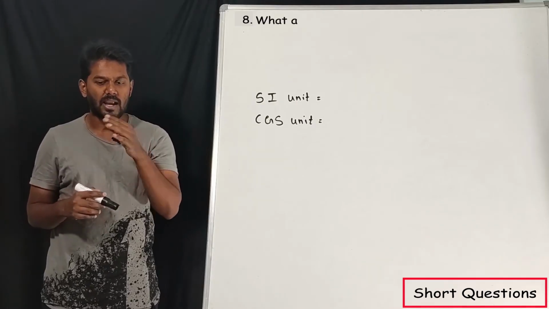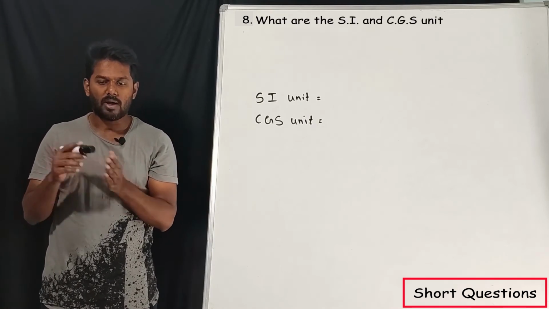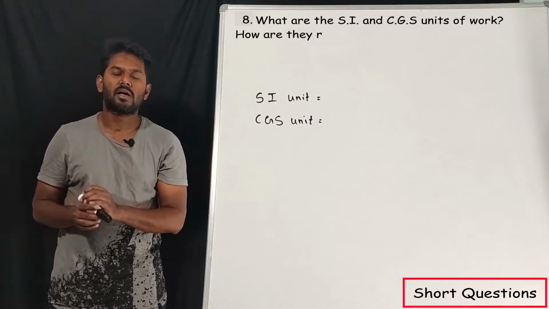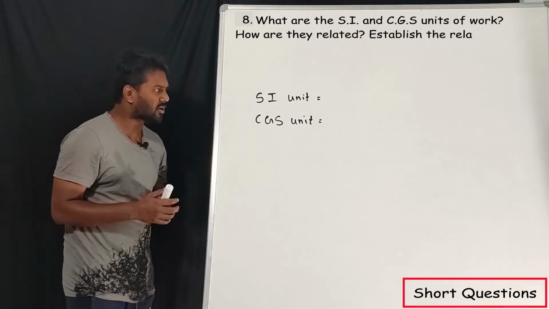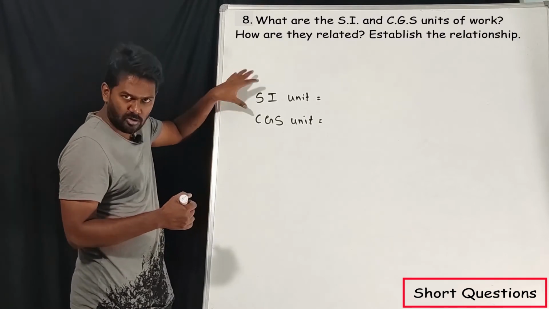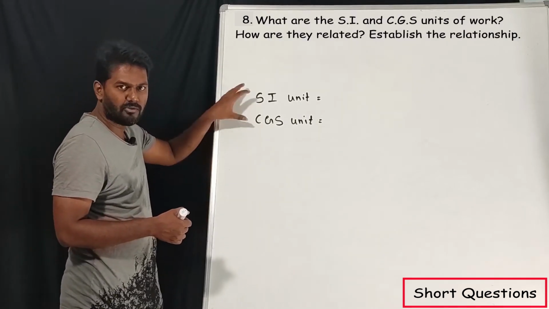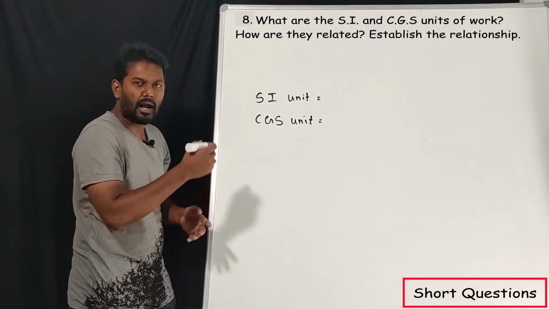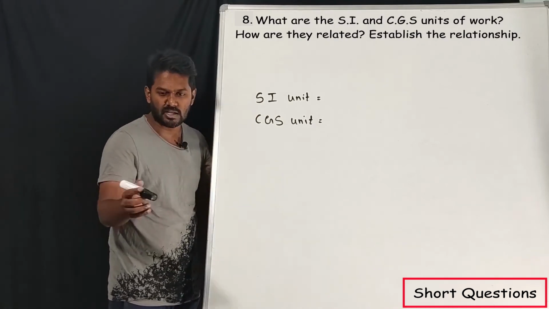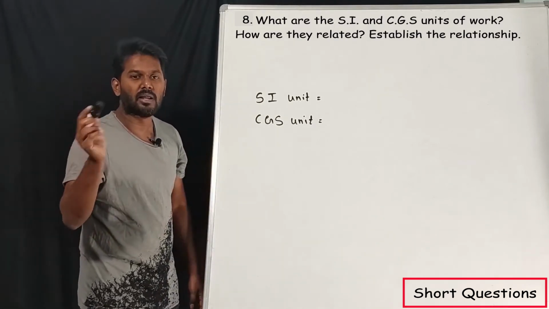What are the SI and CGS units of work? How are they related? Establish the relationship. It's a very easy question. First we need to write the SI unit and then the CGS unit. We have to show how they are related and we have to show the working also. That is nothing but establish the relationship.